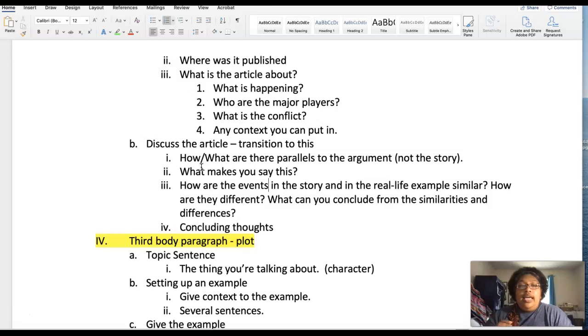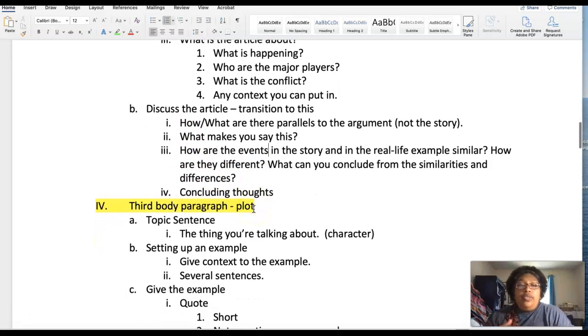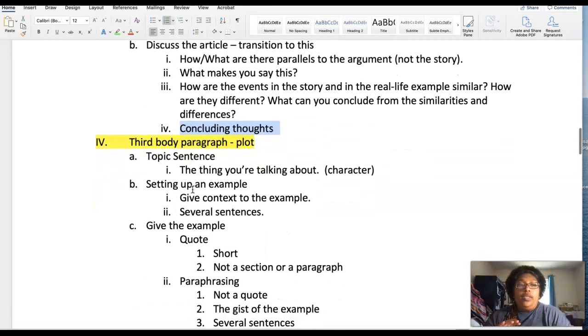And of course, anything that you conclude from the similarities and differences, and any concluding thoughts that you have. You may not have any concluding thoughts here because you would have had some concluding thoughts from the similarities and differences, and that's perfectly fine. I included that there in case there was something else you wanted to point out that was very important.